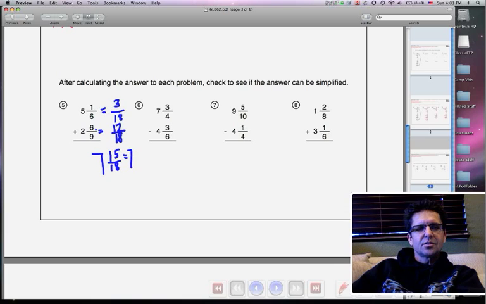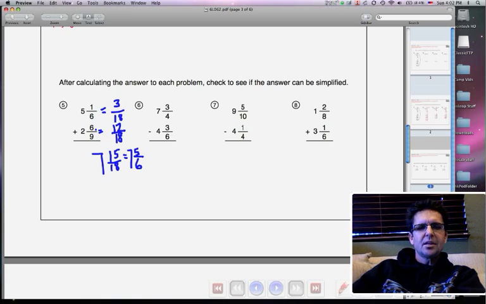So my final answer is going to be 15 divided by 3 is 5, and 18 divided by 3 is 6, so it's 7 and 5/6. Why don't you go ahead and try numbers 6 through 8. Make sure you simplify your answers. Turn the video back on when you're ready to see the answer.